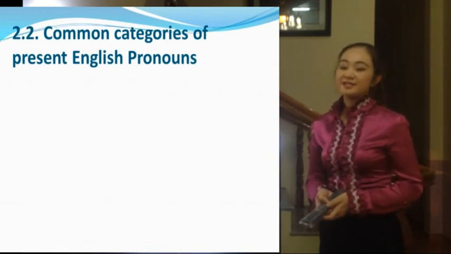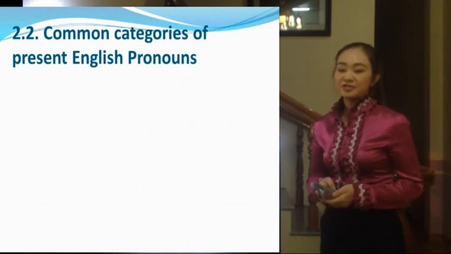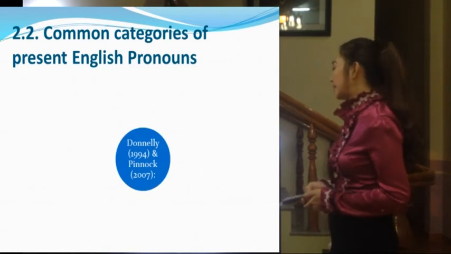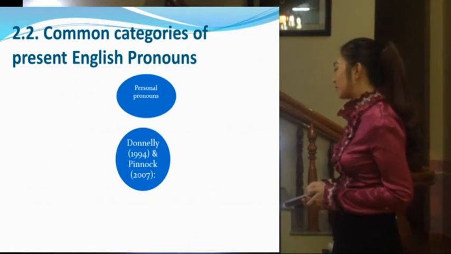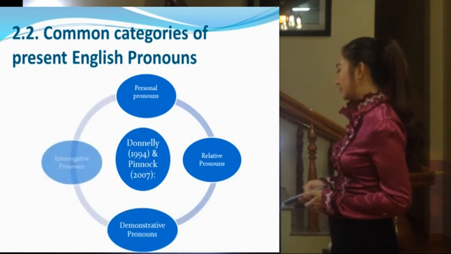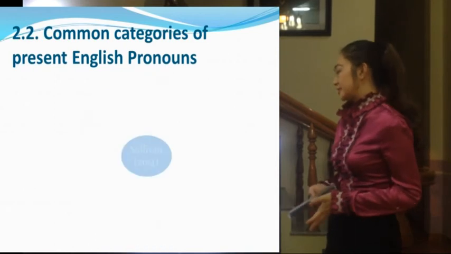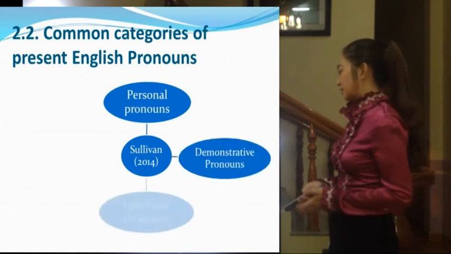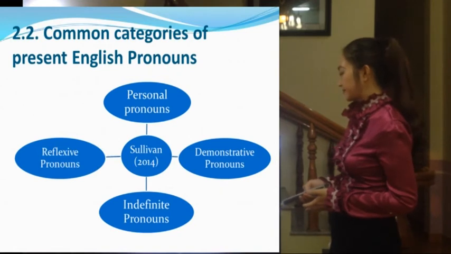Actually, there are many kinds of pronouns in English, but now I'll limit myself to some basic frameworks. Donnelly and others elaborate several crucial categories of pronouns, such as personal, relative, interrogative, and demonstrative pronouns. In another notation by Sullivan, there are also 4 types, including personal, demonstrative, reflexive, and indefinite pronouns.